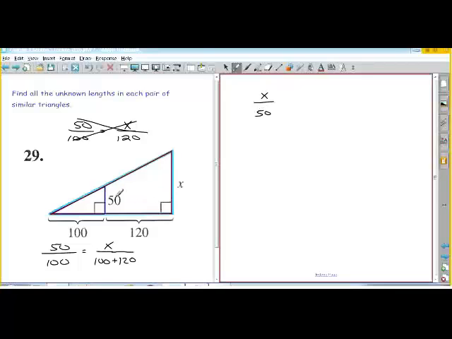Or you could do it between corresponding sides. So I could do x over 50, so this to that would be this whole thing, 100 plus 120 to this side, 100. And you can see if I cross multiply, I'm going to get the same result. So remember, if you have a situation like that, make sure you include the entire length of the larger triangle, not just the part that you see.